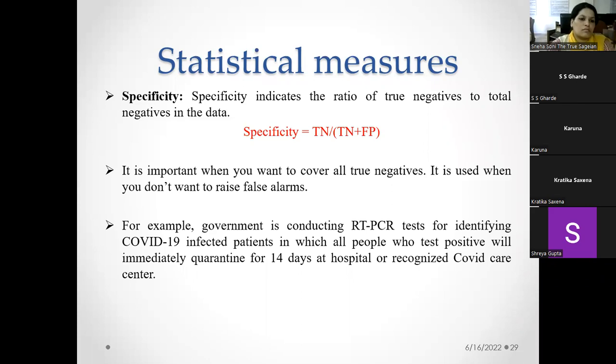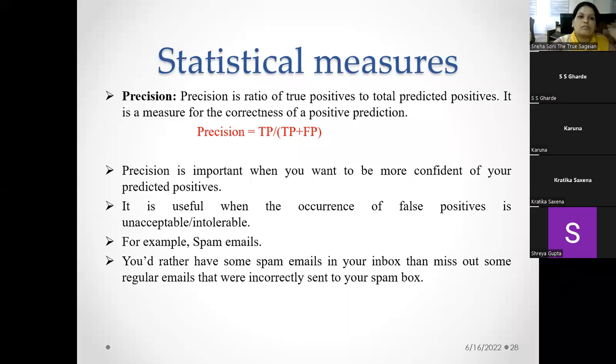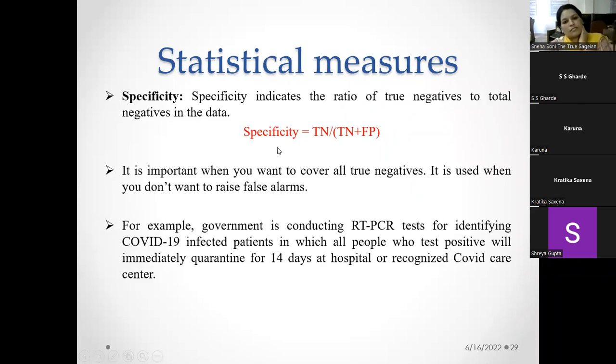Specificity indicates the ratio of true negatives. Precision was regarding true positives, while specificity indicates true negatives. So again the formula is the same, but instead of TP, we use TN. It is important when you want to cover all true negatives, and it is used when you don't want to raise any false alarms.